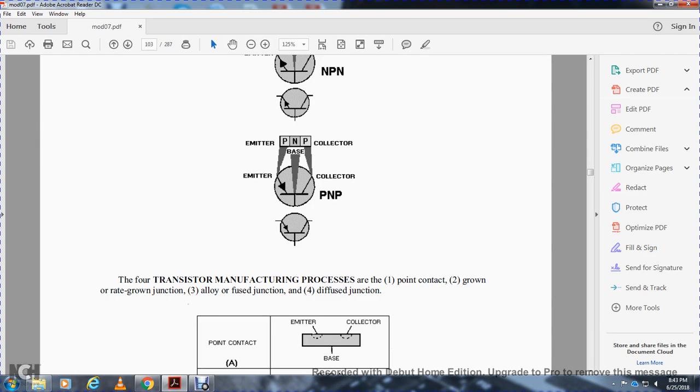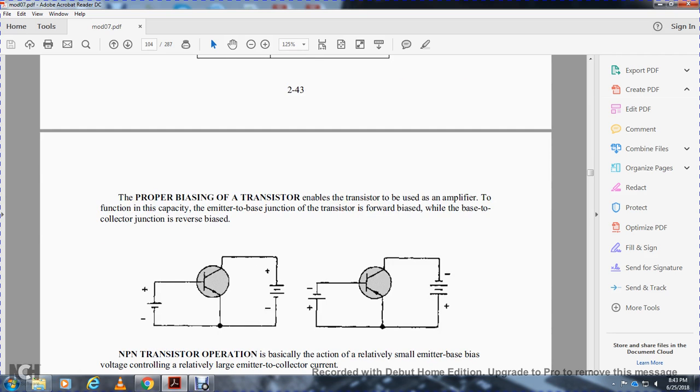The four transistor manufacturing processes are point of contact, grown junction, alloy fused junction, and diffused junction. Proper biasing of the transistor enables the transistor to be used as an amplifier and to function with its capacity. The emitter to base junction is forward biased, while the base to collector junction is reverse biased.